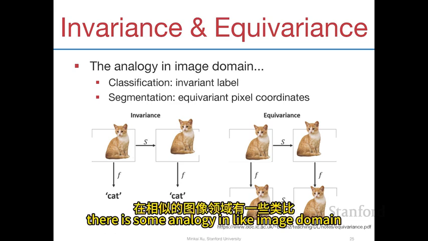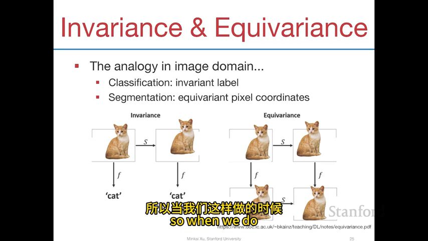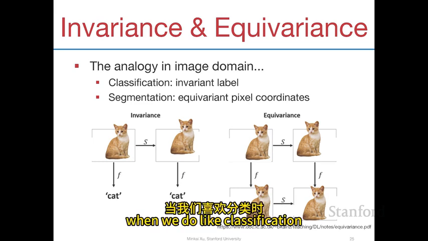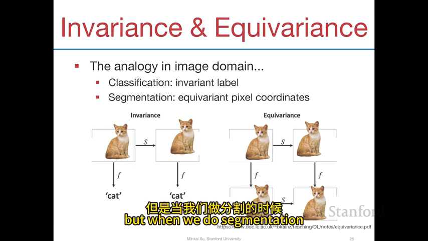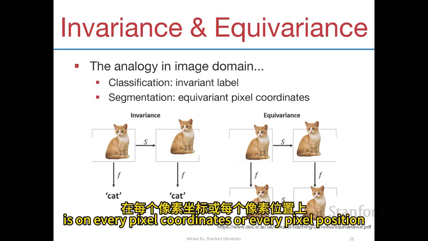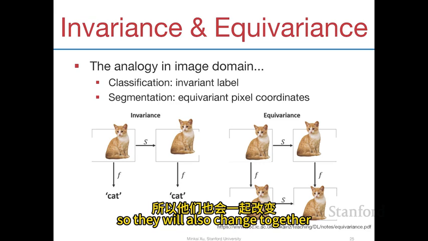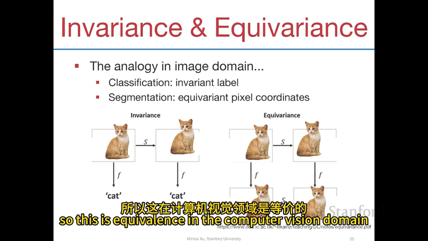There is some analogy in the image domain. What is invariant and equivariant? When we do classification, no matter how you change the image, the output stays the same. But when we do segmentation, what we output is on every pixel position, so the output will also change together, considering rotation and translation. So this is equivariance in the computer vision domain.